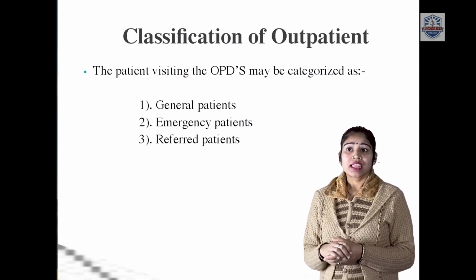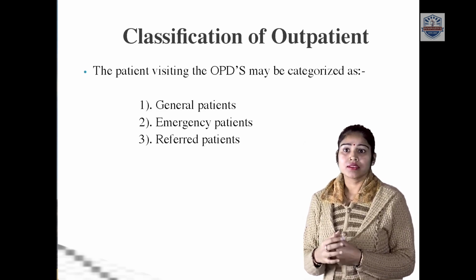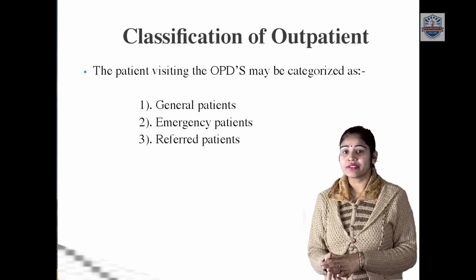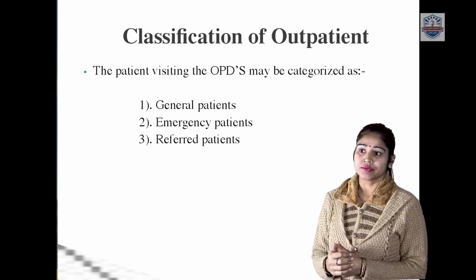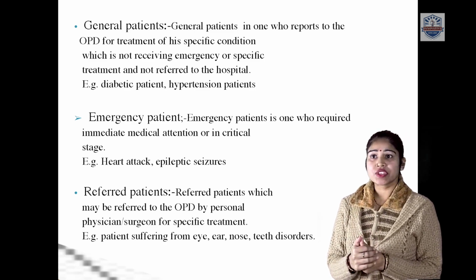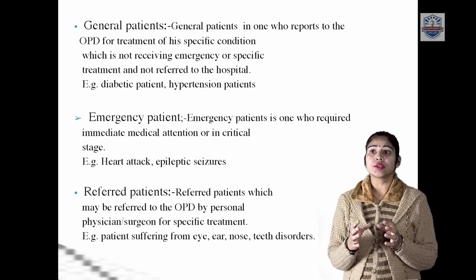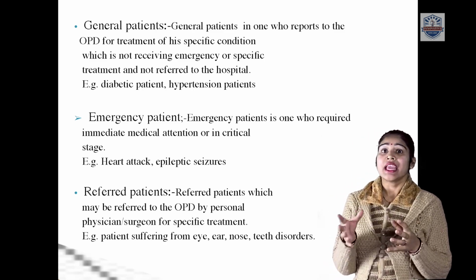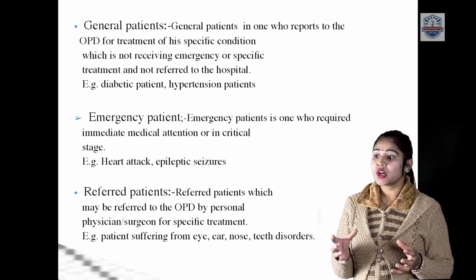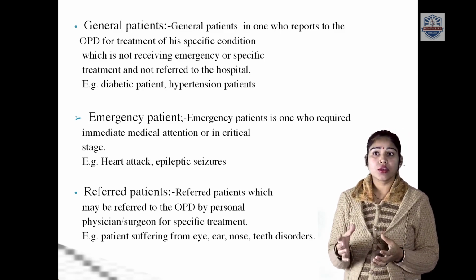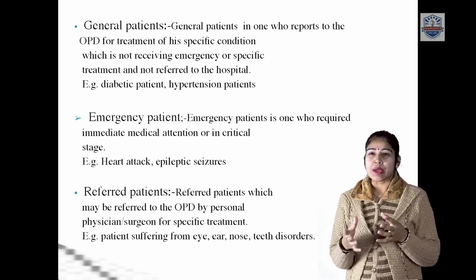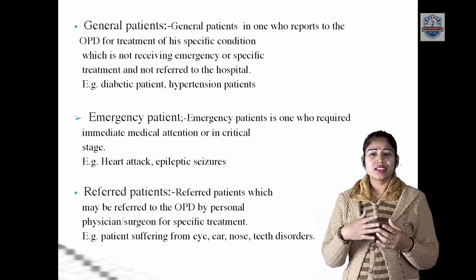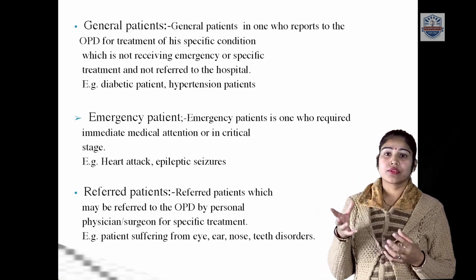Classification of outpatients. Three types of outpatients come for the treatment. First one general patient, second one emergency patient, third one referred patients. Briefly discussed in the next slide. So what is a general patient? A general patient is one who reports to the hospital OPD for treatment of a specific condition, who is not an emergency and not referred to the hospital. Those patients are not in emergency or for a specific treatment, like diabetic patients. These are long-term diseases like hypertension, diabetes, and daily routine checkup with the physician in the OPDs.